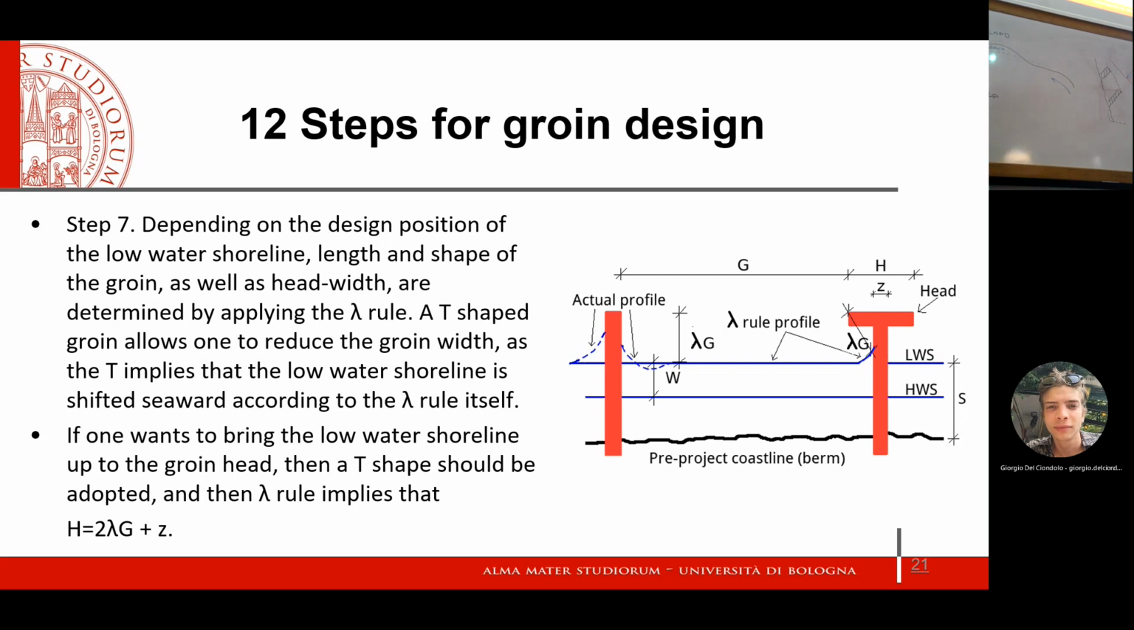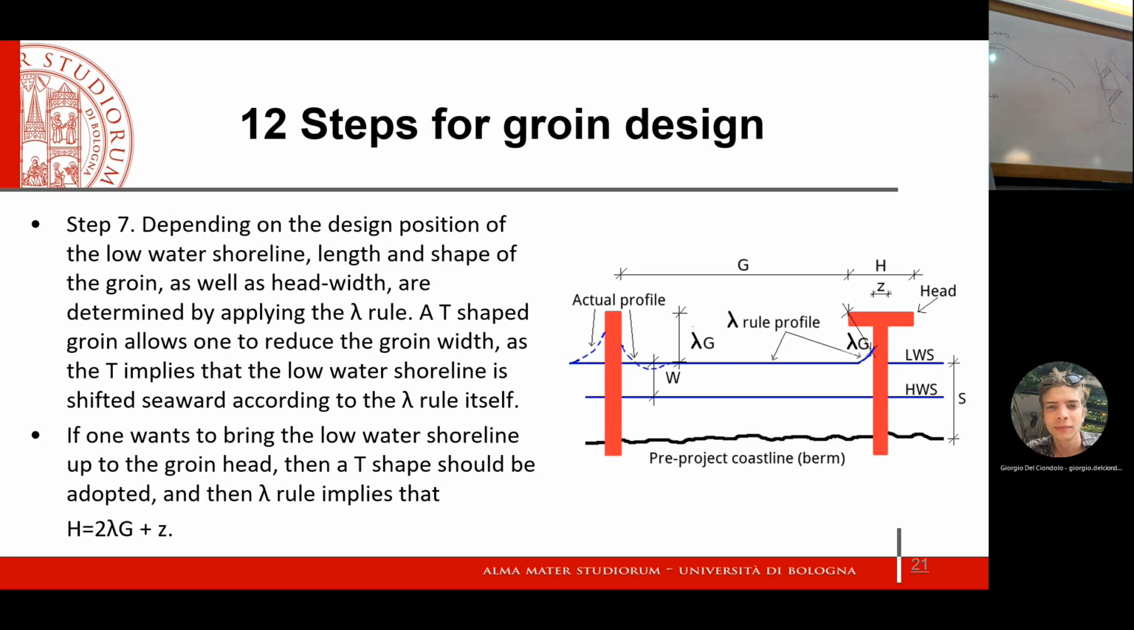This is a very simple computation, but let's look at it because it's simple, but at the same time it is easy to make mistakes, especially in the simple calculation. Of course, by definition for the lambda rule, if we want to bring the low water shoreline up to the end of the groin, we need a T-shaped groin.